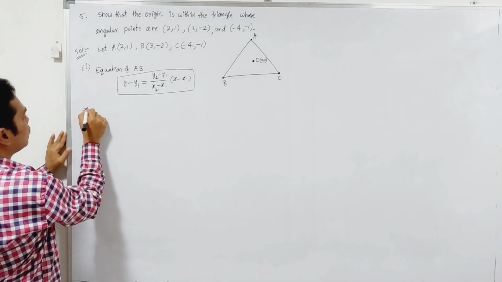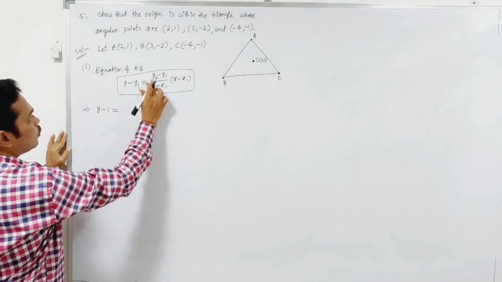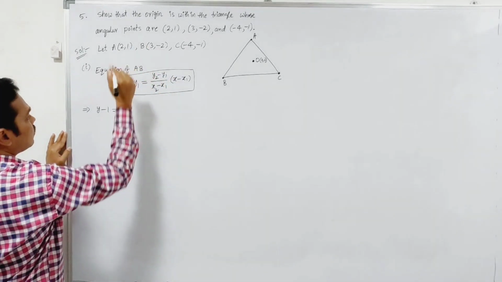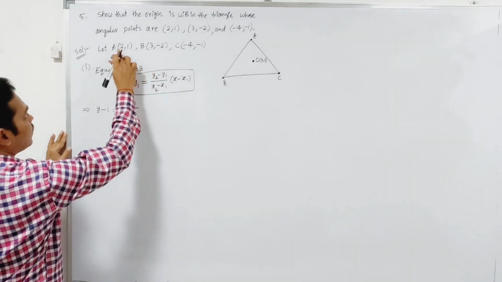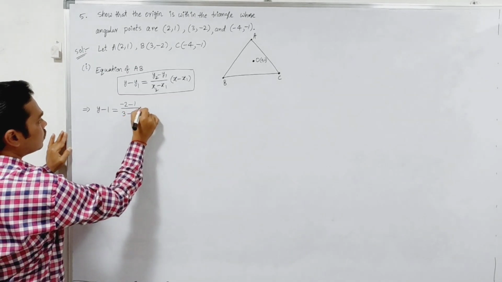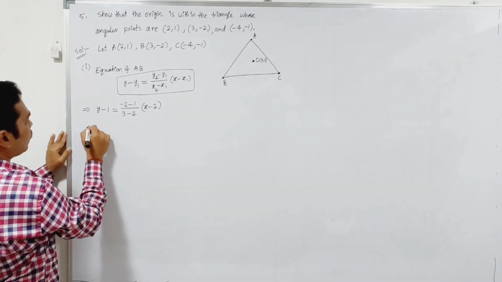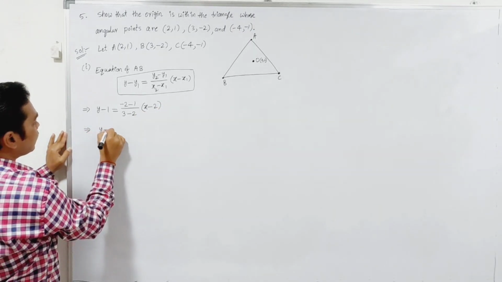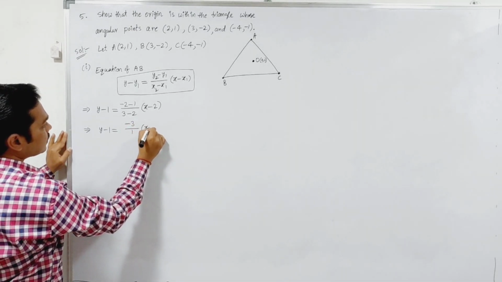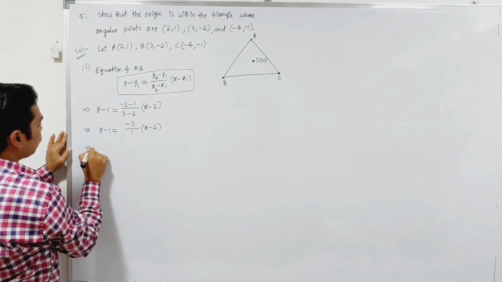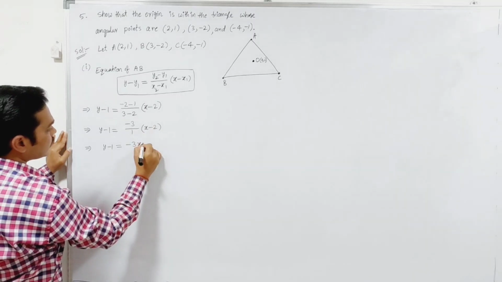Now apply the formula. y minus y1, y1 means 1, is equal to y2 minus y1, that is minus 2 minus 1, by x2 minus x1, that is 3 minus 2, of x minus x1. x1 means 2. Now from this equation, y minus 1 equals minus 3 by 1 of x minus 2. From this equation, y minus 1 equals minus 3x, minus into minus plus 6.